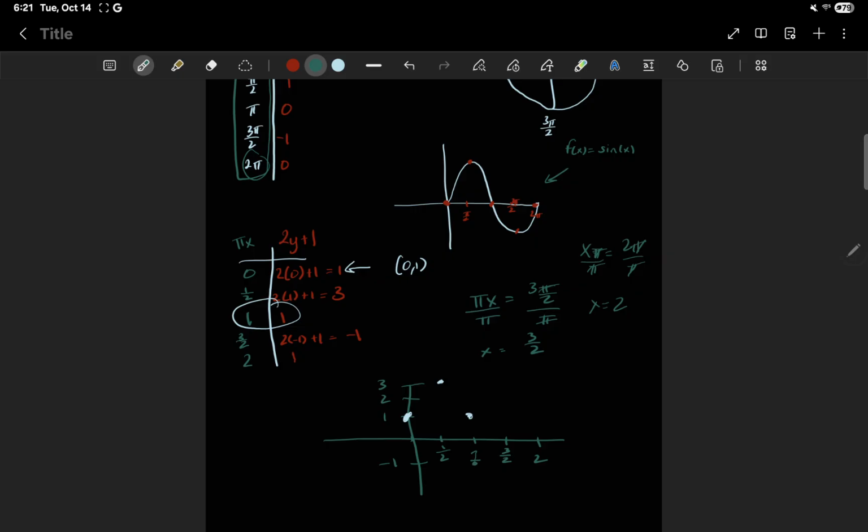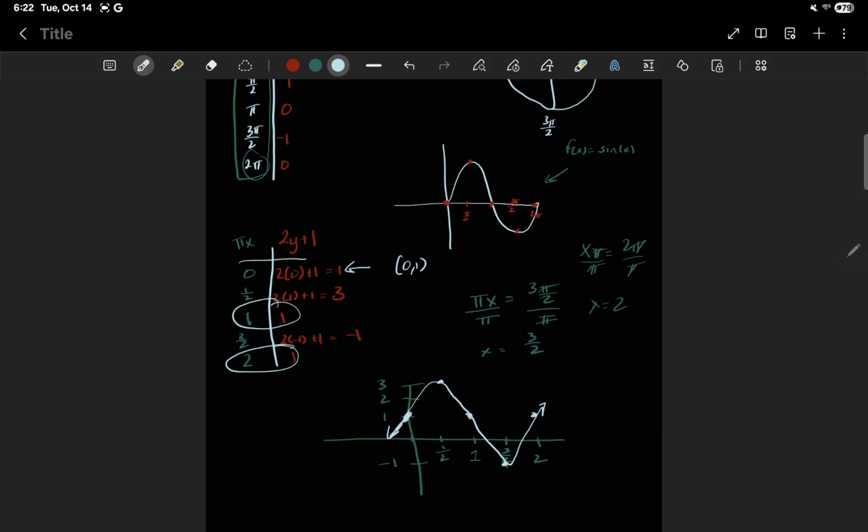So at 1 we have -1. Sorry, let's change the color. It's at 3/2. It's putting it in the wrong spot. 3/2, -1. And then our final point is (2, 1). So we go to 2 for x and then 1 for y. So there it is. And now we just connect the dots. We already know what sine should sort of look like. And so there is our graph of sine.